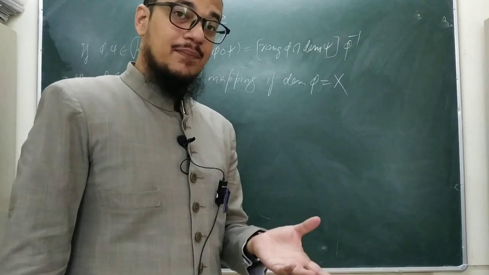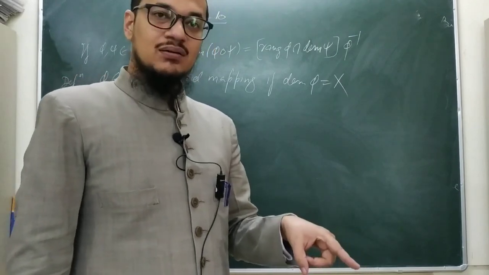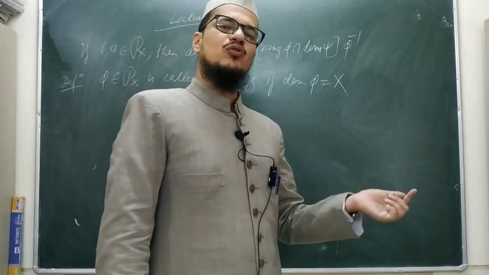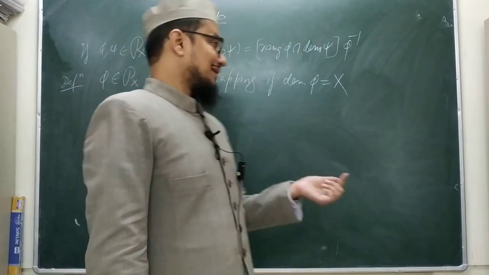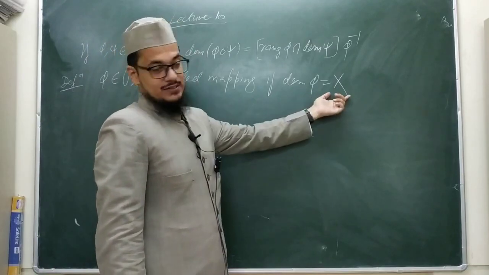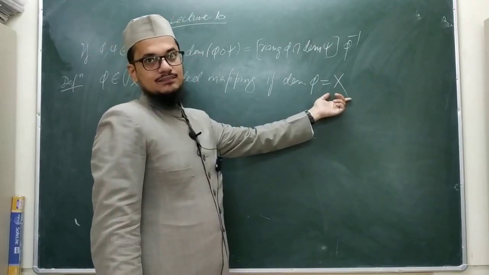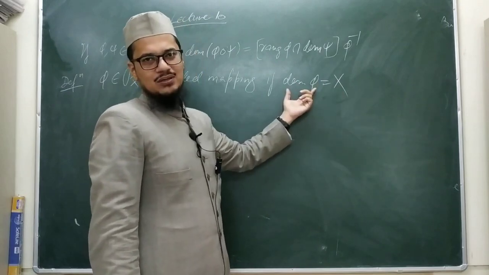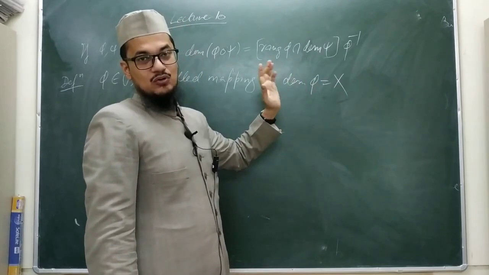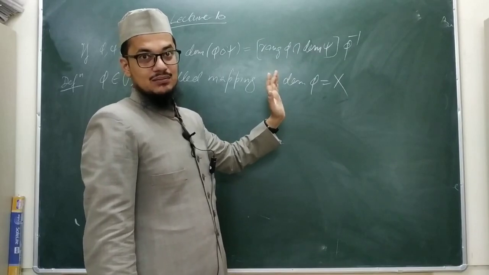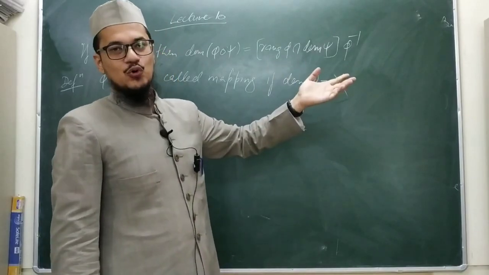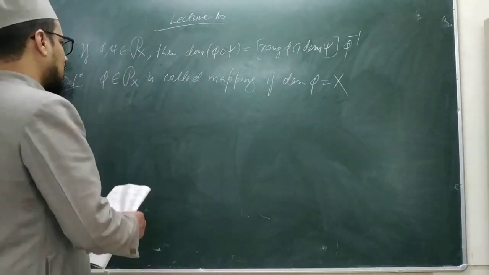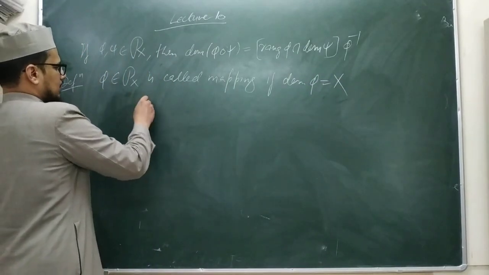And now what about map? One more restriction will be there, that is every element is related to a unique element in codomain. That is why the domain of phi is whole x, correct? Domain of phi is whole x. It means there is no element remaining which is not related to codomain. So that is called a mapping.